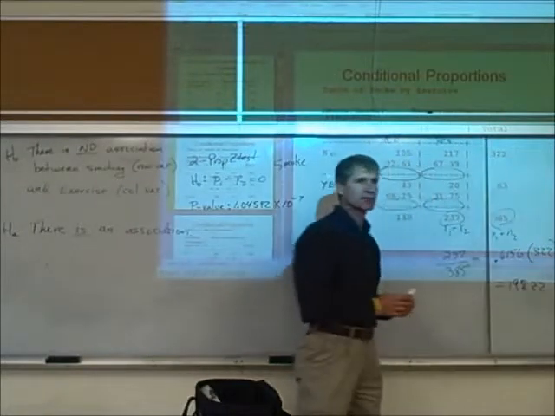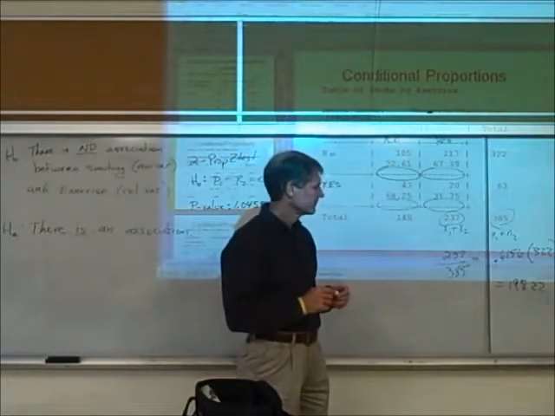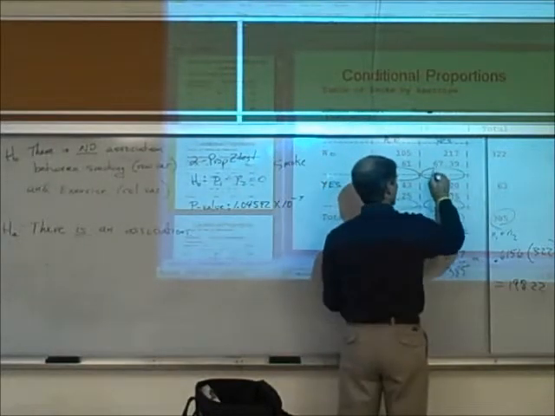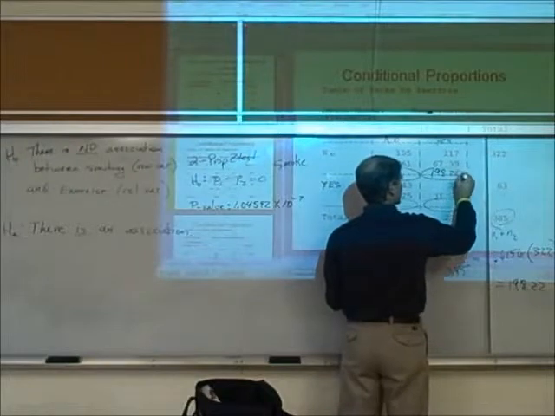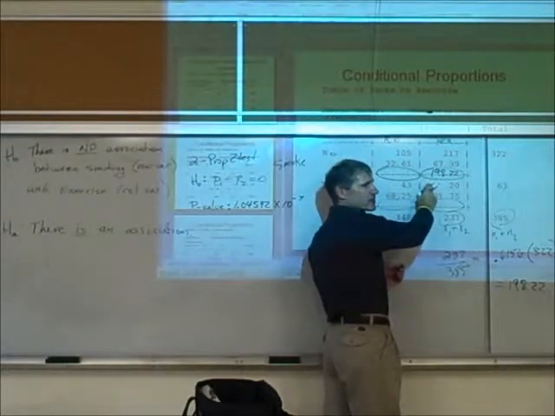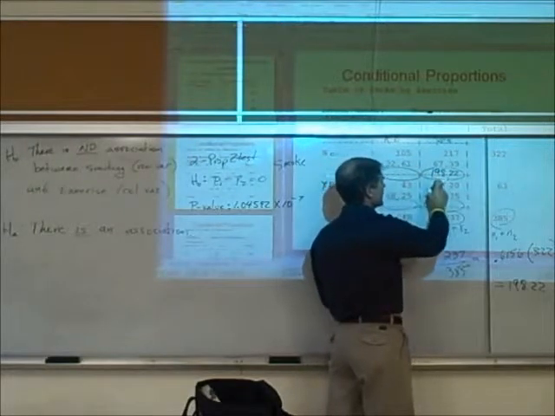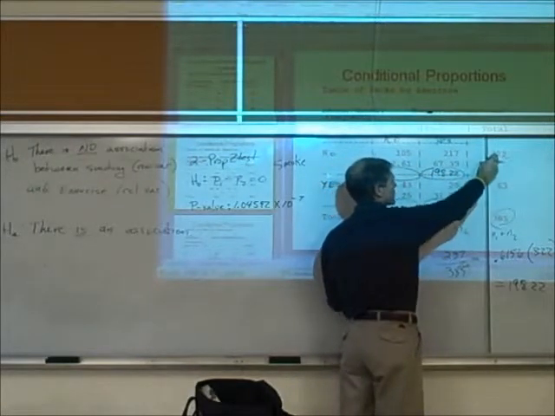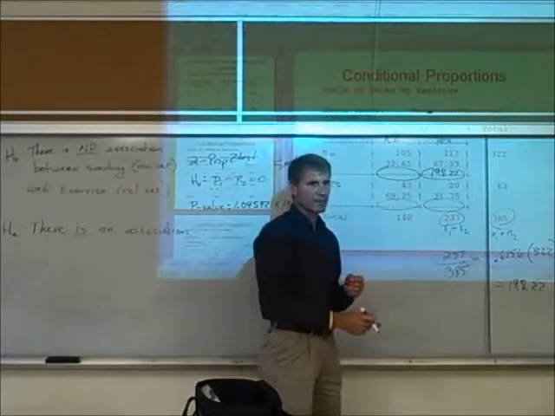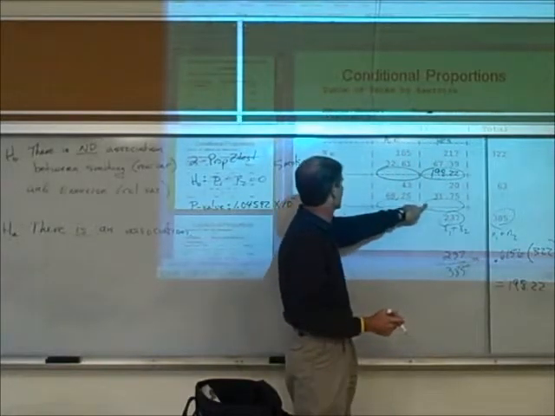$198.22. We'll go to 2 decimal places. Now you should be able to confirm pretty quickly that if I put 198.22 in there, my conditional proportion of exercisers in this group is 198.22 over 322, which would be 61.56. Now do the same thing for the smokers.